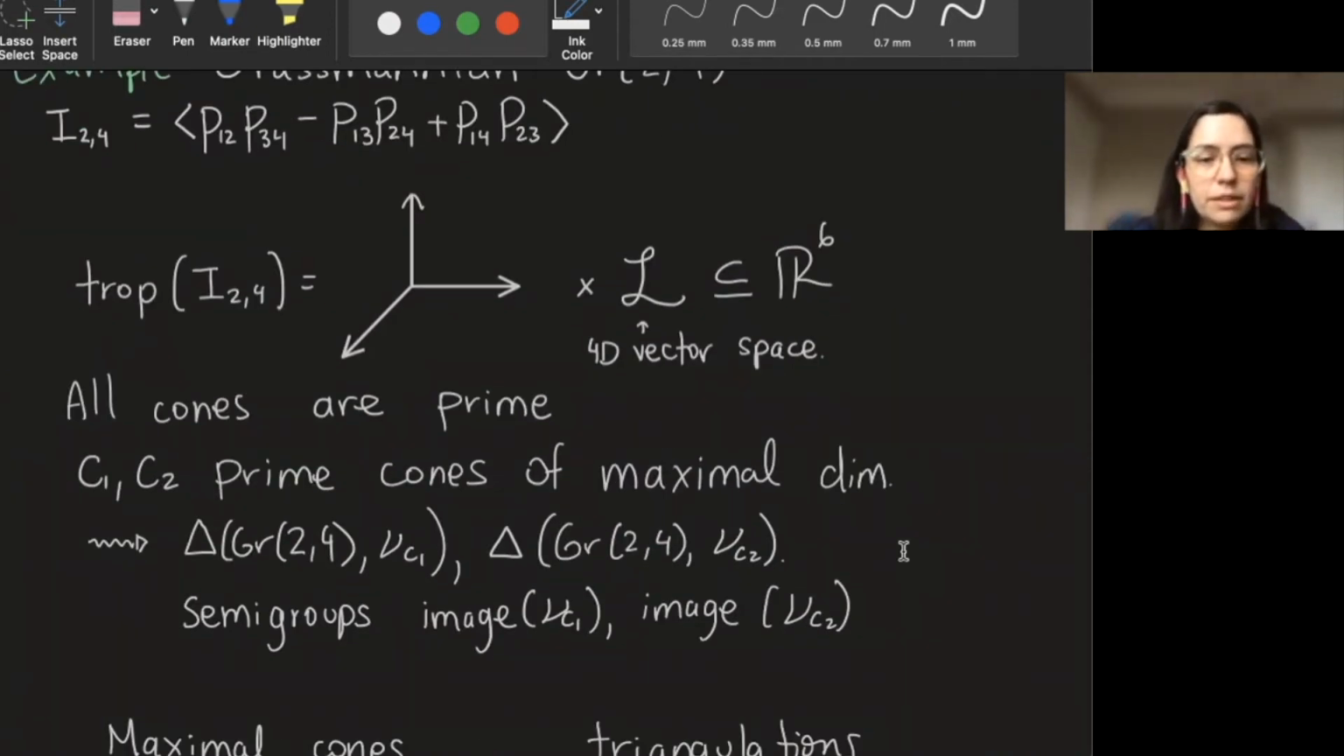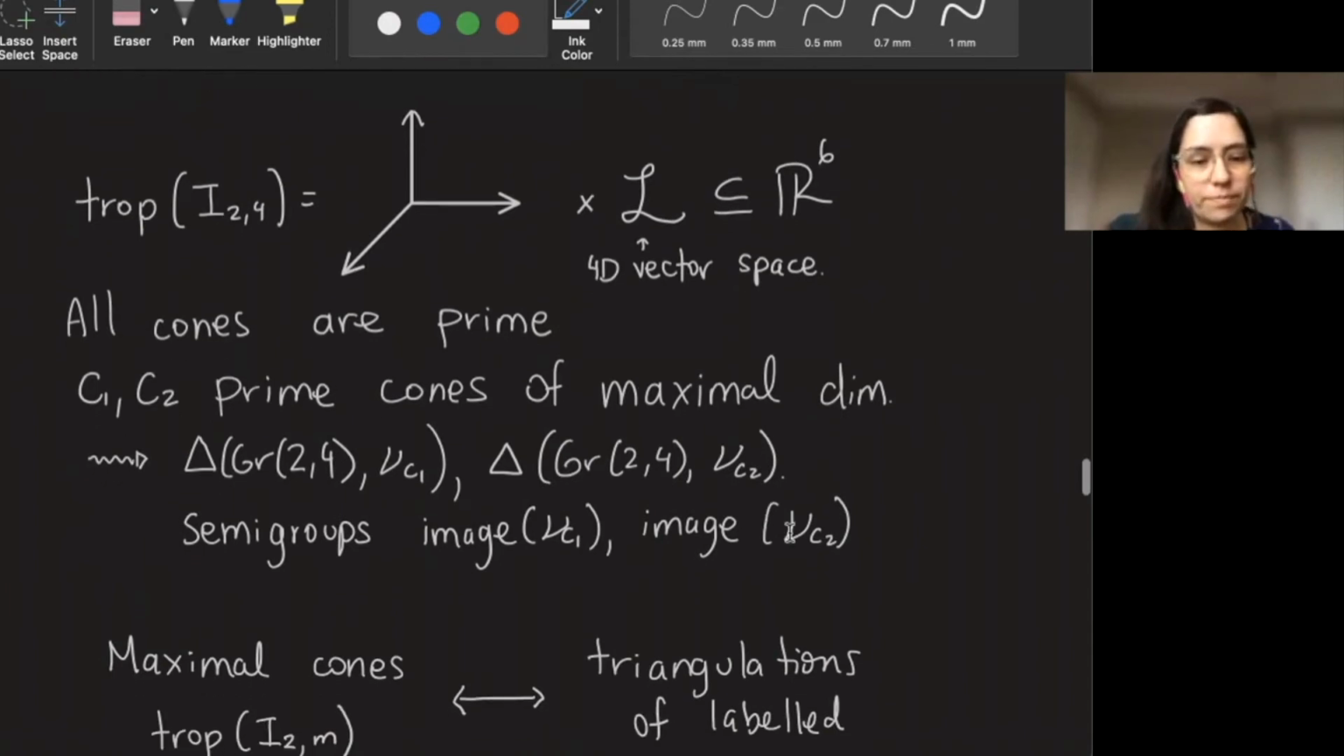So if you have 2 prime cones of maximal dimension, just because they'll give us the Newton-Okounkov bodies containing the most information, then you can construct valuations, nu C1, nu C2, and their respective Newton-Okounkov bodies, and you're gonna have respective semigroups nu C1 and nu C2. Okay, so here this just means I'm applying the machinery that I described before by Kaveh and Manon.